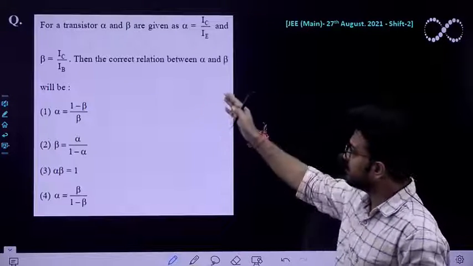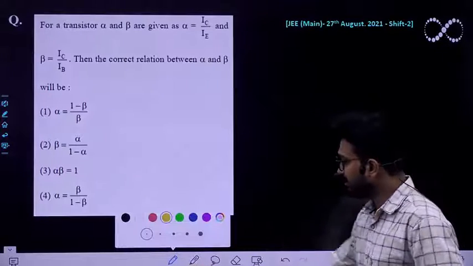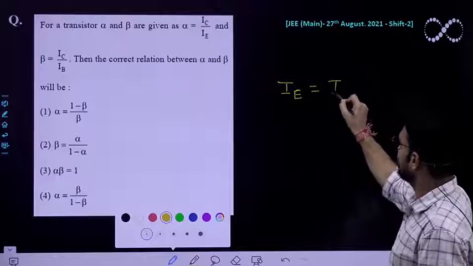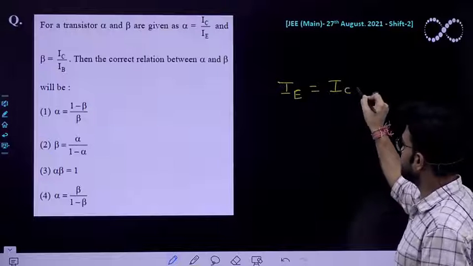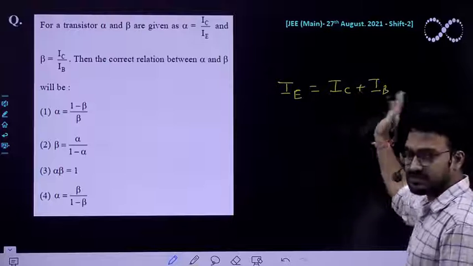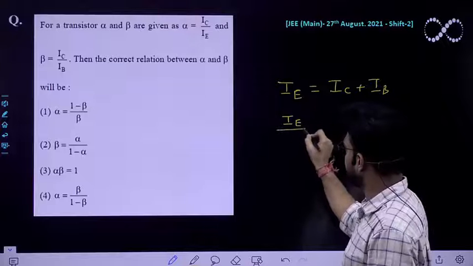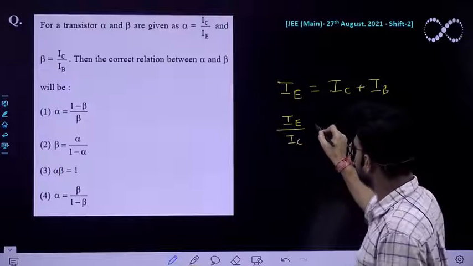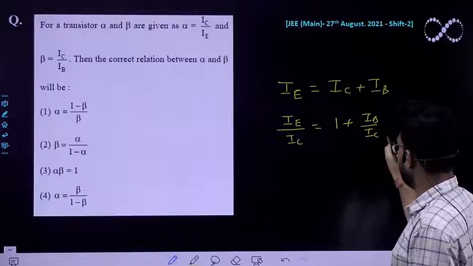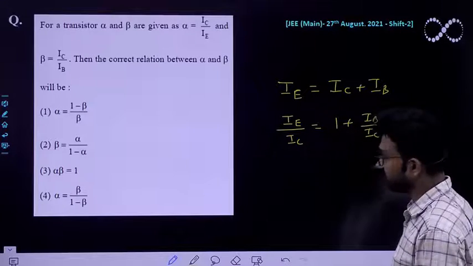Then the correct relationship between alpha and beta will be, so you need to find out the correct relationship between alpha and beta. We already know that emitter current must be equal to collector current plus base current. So the emitter current is a sum of collector current plus base current, that we already know. If I write this expression as IE by IC, it would be equivalent to 1 plus IB by IC. We get this expression if I divide both sides by IC.